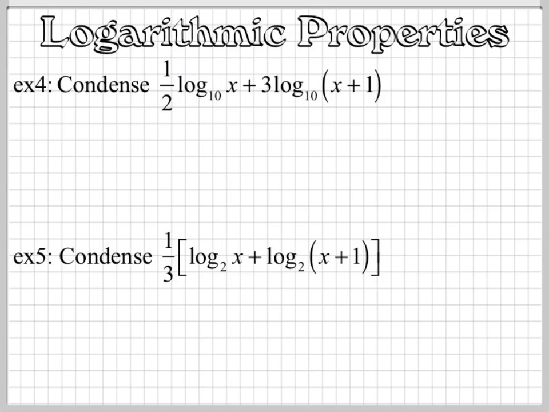Okay, so first thing we have to do is get rid of the things that are multiplying the logs so that we can actually use the other property to condense it. So how do I get rid of those things that are multiplying the logs? Yeah, those are now exponents. So I have log base 10 of x raised to the 1/2 power plus, and I'm going to move this 3 up there, so it's going to be log base 10 of (x plus 1) raised to the 3rd power.